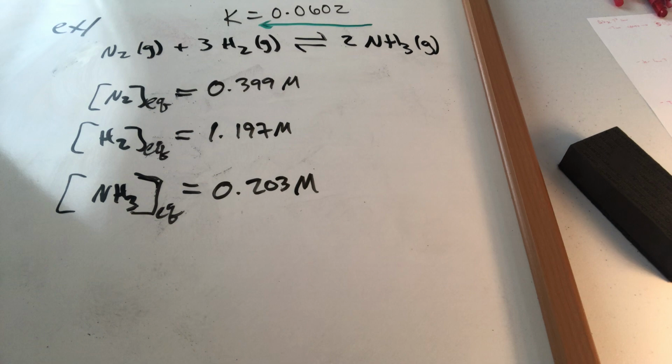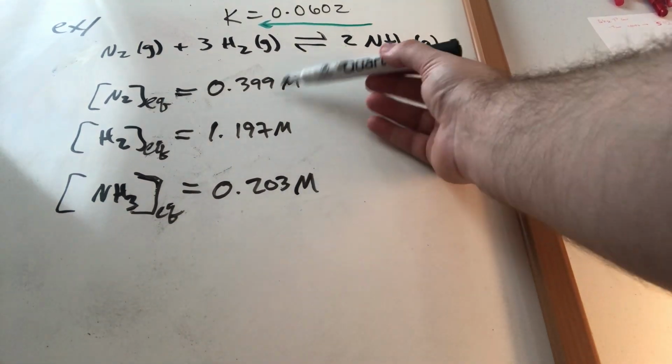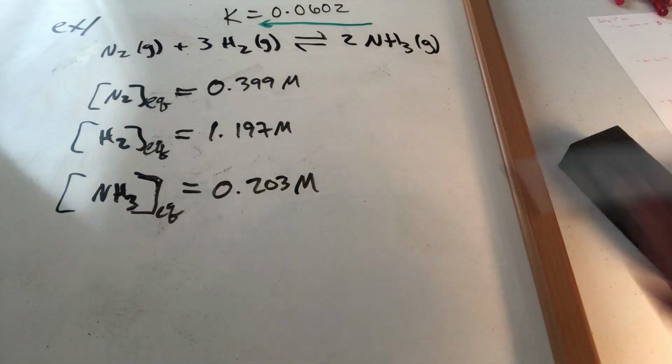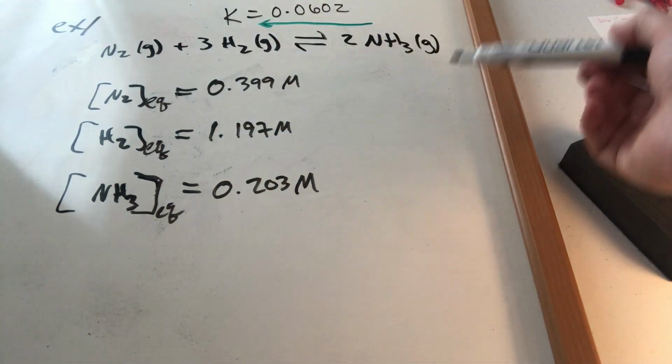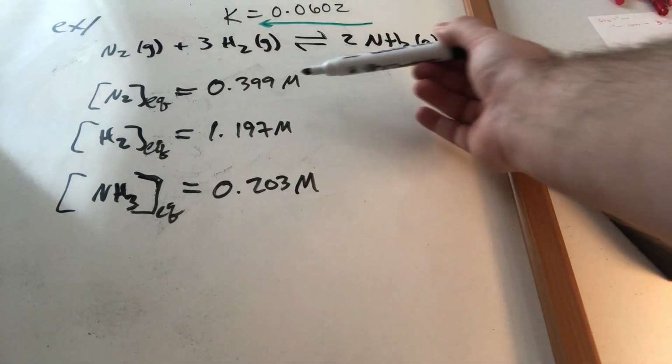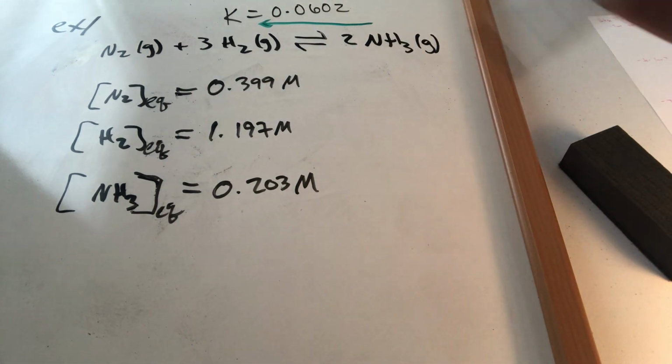And again, the numbers aren't surprising. We have more concentration of reactants than products at equilibrium because our K is set and our K is still less than 1. But look at how those numbers changed. This went down from 1. These came up from 0 because our Q was greater than K.